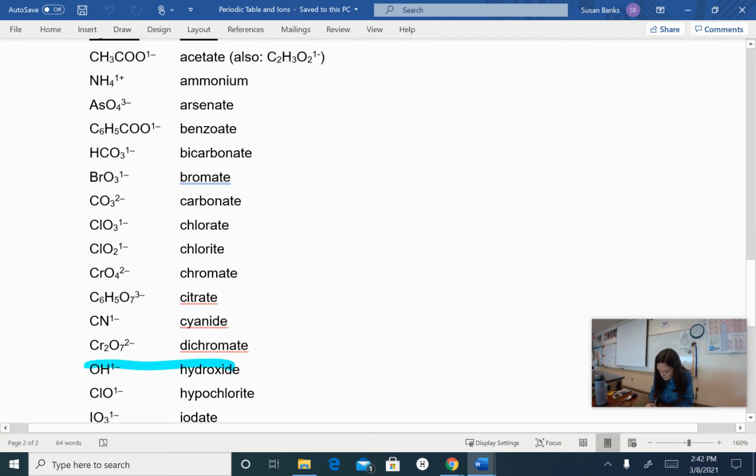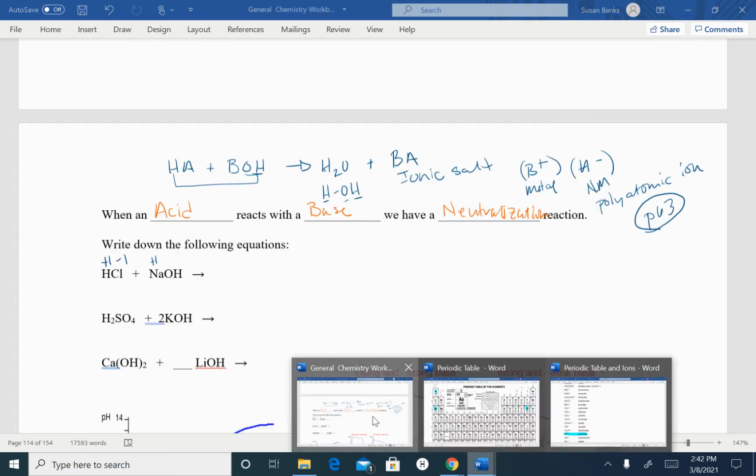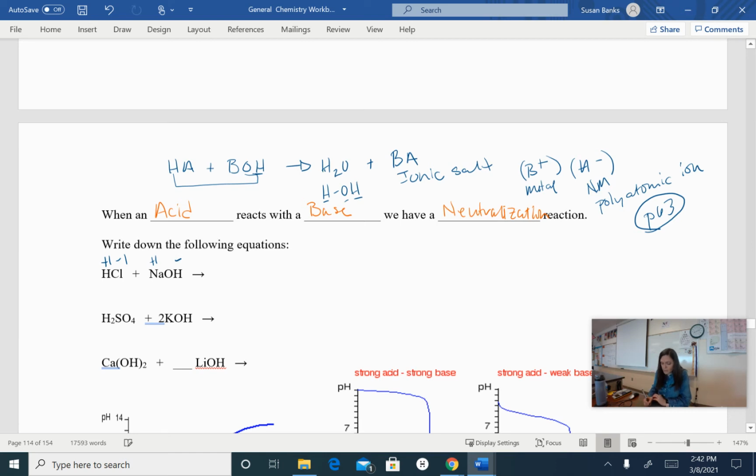It is hydroxide. It is a -1. Okay, so OH is a -1. So let's put that in there. Now remember, when we put compounds together, we have to have a positive bound to a negative. Okay? So hydrogen's already bound to chlorine. So what's the only other negative it can be bound to? That would be hydroxide. Hydrogen plus hydroxide, +1 plus a -1.